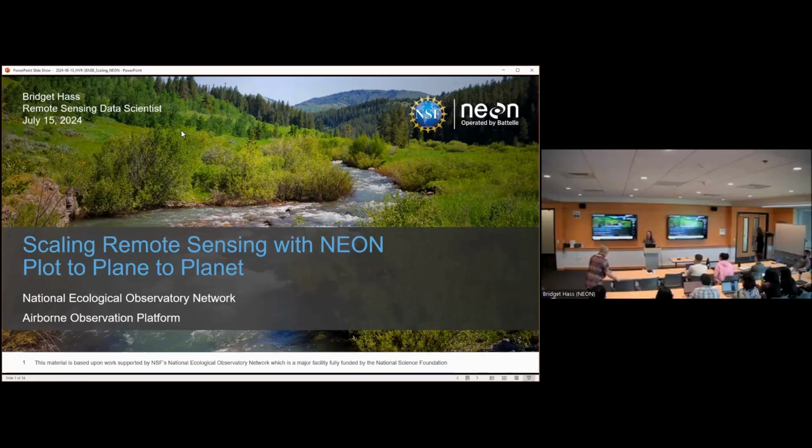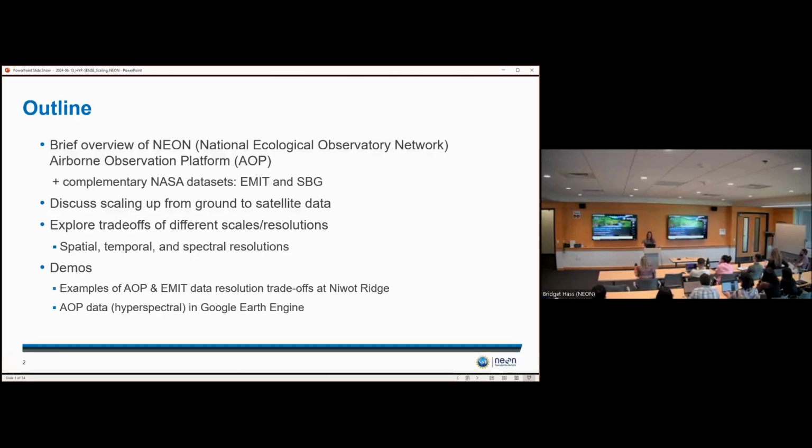Super happy to be here and see some familiar faces and some new faces. The talk today that I'm giving is about scaling remote sensing data, focusing on the National Ecological Observatory Network remote sensing data. I borrowed the title from another colleague who gave a talk recently called Plot to Plane. So this is Plot to Plane to Planet.